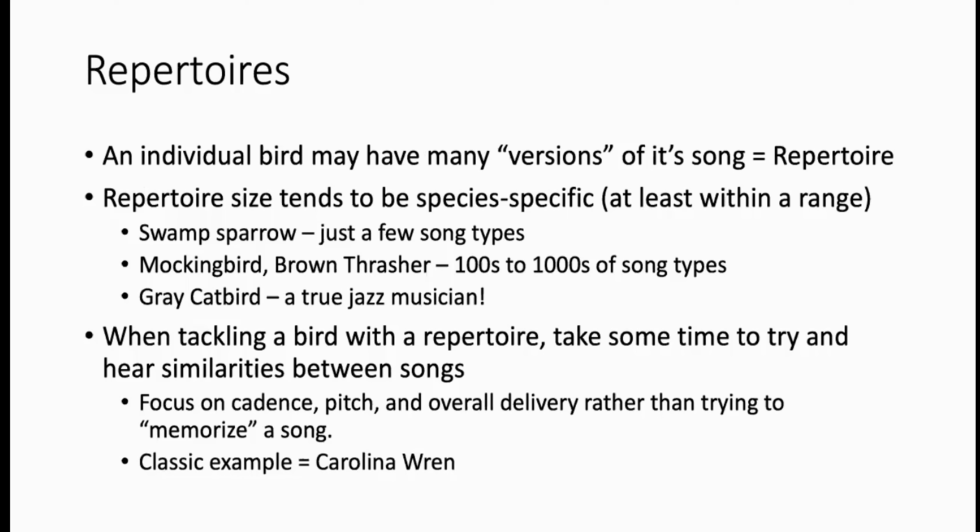But a mockingbird or a brown thrasher, any given individual bird can have hundreds or thousands of song types in their repertoires. And then there's the real weird outliers, like the gray catbird, which is just the true jazz musician of songbirds, where rather than having a particular repertoire of stereotyped songs, the catbird just has this enormous compendium of syllables that they rearrange into this sort of scatting, fun jazz rendition, and they don't have repeated song types.